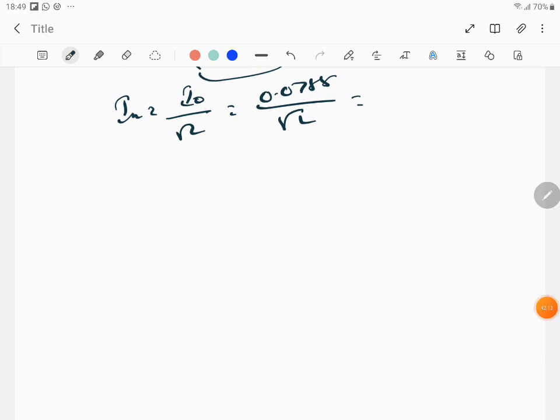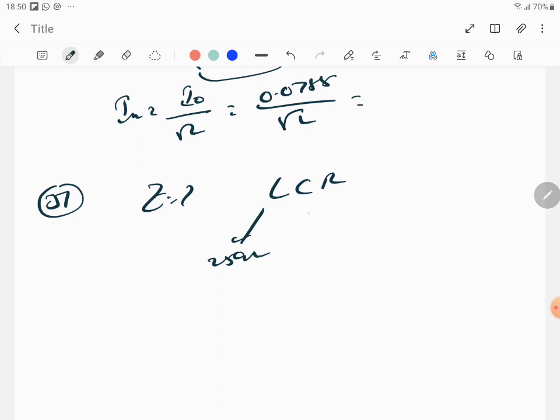So we're going straight to example 37, where they ask us to determine the impedance Z for an LCR circuit. The reactances of C and L are given. XL is 250 ohms, XC is 220 ohms, and R is 40 ohms. So you have XL, XC, and R.